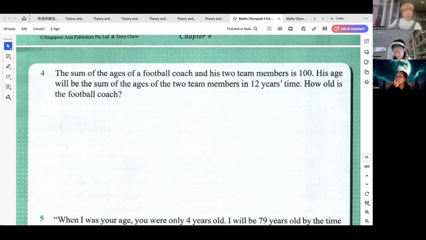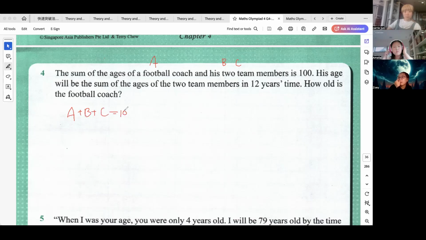说完了吗？说完了。Amelia 要加油啊！Okay, the sum of age of football coach and his two team members is 100. 那这个人如果是 A 的话，两个 member 是 B 和 C，可不可以？So Amelia, could you give me the equation? The equation is A plus B plus C equals 100.